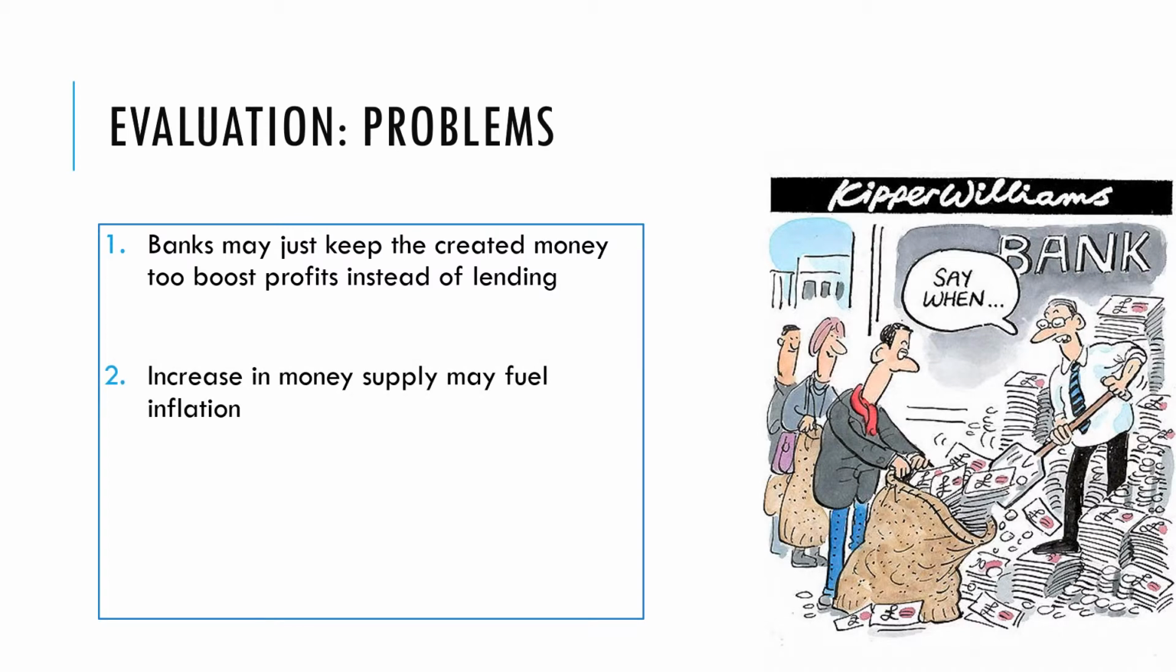Secondly, an increase in the money supply, an increase in the amount of money may cause inflation, which we looked at earlier in the year. And lastly, an increase in the money supply, there being more pounds around, for example, may weaken the value of the pound on currency markets, giving us less buying power when we try and buy imports and goods and services from abroad.